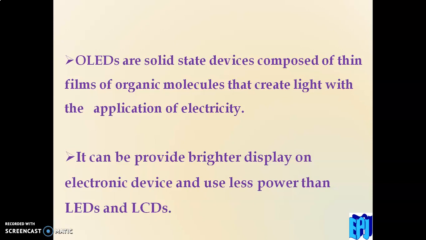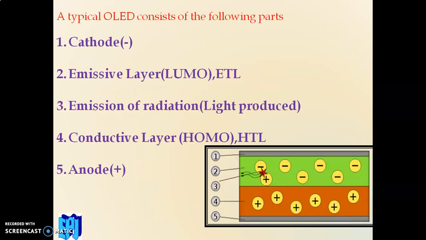Dear students, let us discuss the components, the typical parts of an OLED, and the working mechanism. This is the anode, and this is the emissive layer, and this is the light energy produced from this OLED. This is the hole transport layer, which is also known as the conductive layer. Then the cathode, near the electron transport layer. We know that the cathode is negative and the anode is positive.